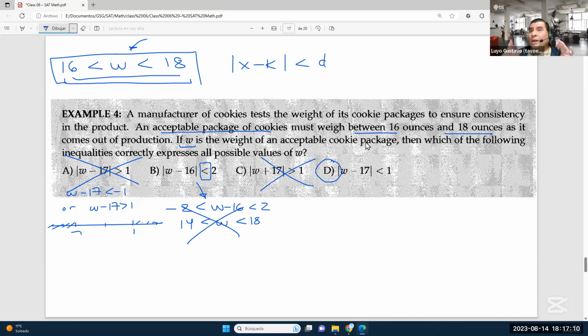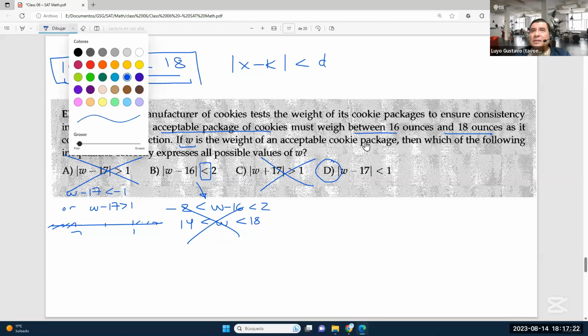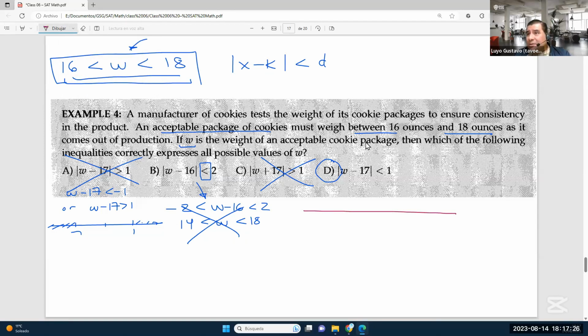But another interesting way is this. Imagine that W is between 16 and 18. Imagine this on the number line, let's do this with another color, is something like this. There is this range, 16 and 18.